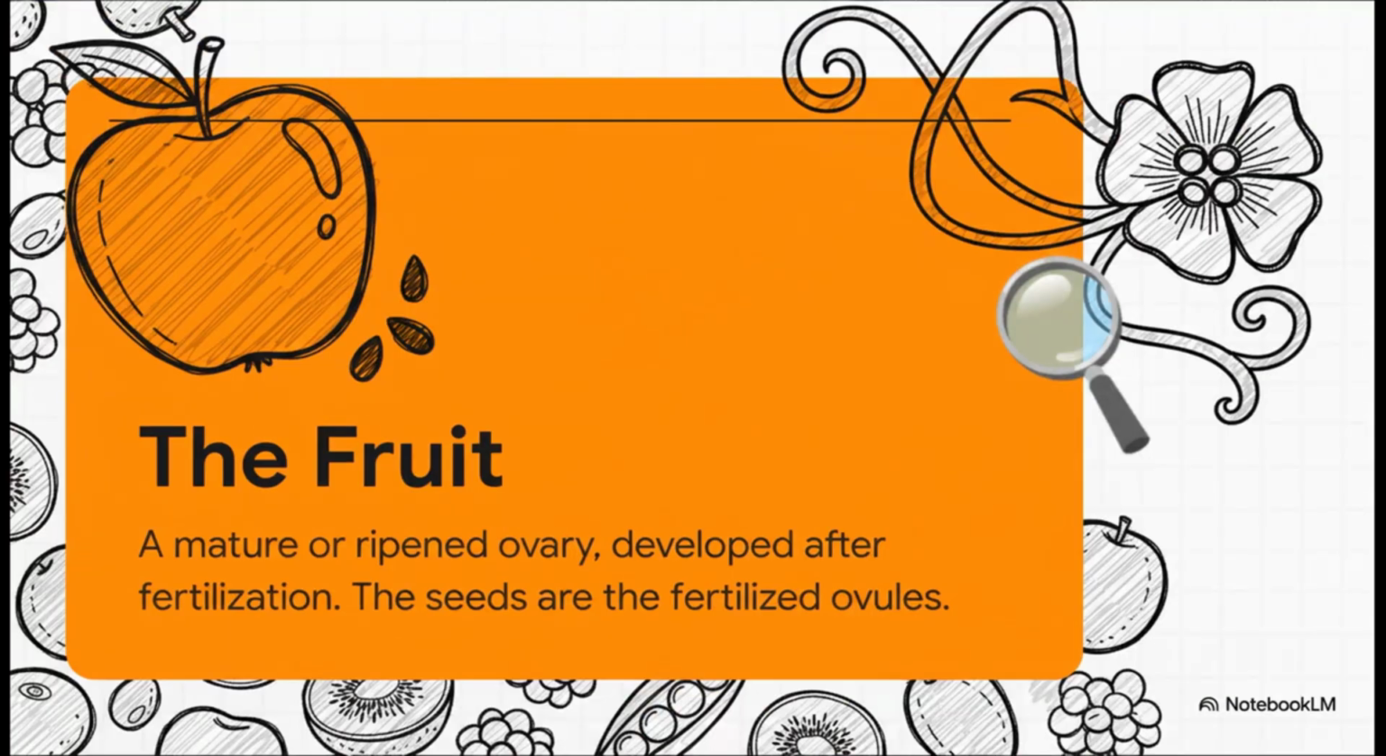And this leads us to one of the most basic, but also most important definitions in all of botany. You ready? A fruit is just a mature ovary. That's it. After fertilization, the ovary ripens and becomes the fruit. And the seeds inside, those are the ovules, now that they're fertilized. So really, the fruit is just a brilliantly designed package, a little traveling case to protect the seeds and help them get to a new home.